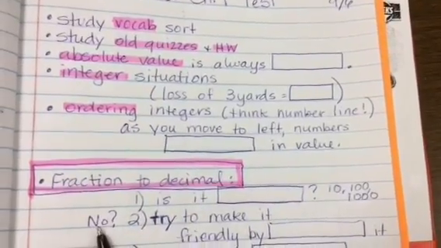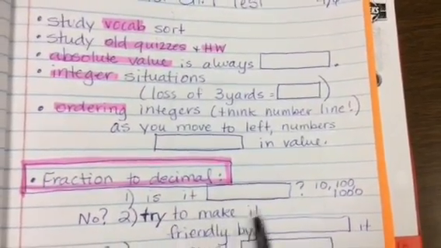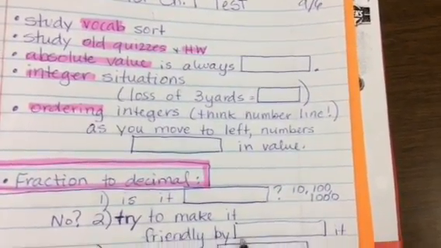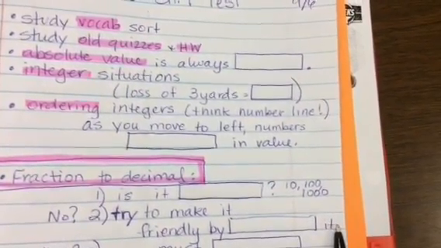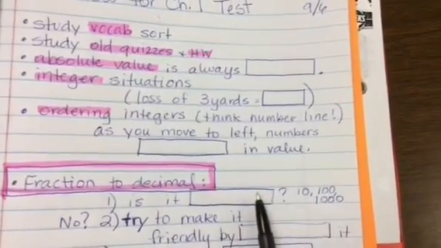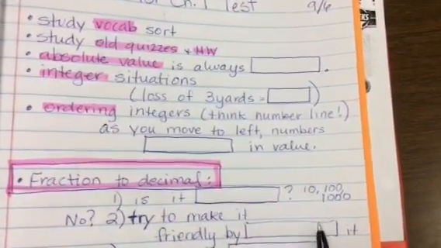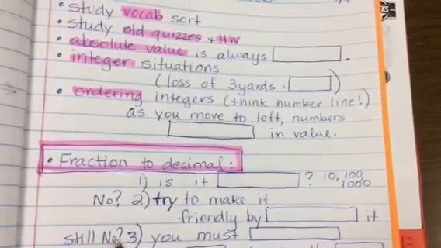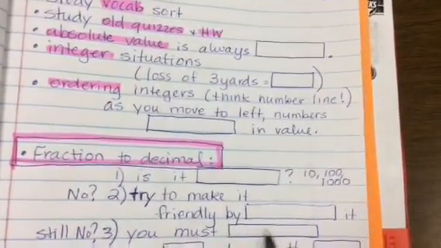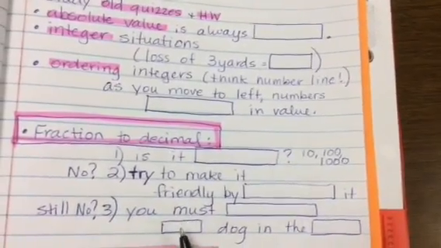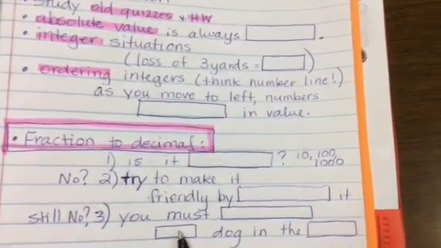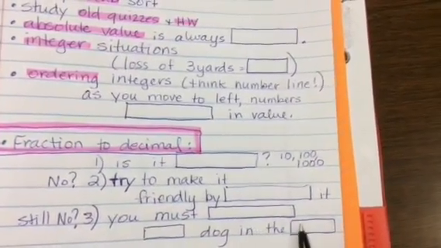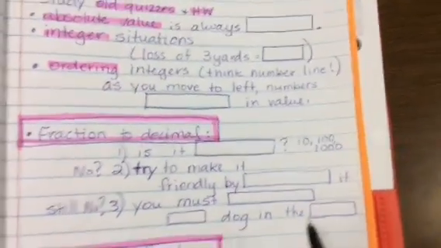If it is not friendly, you try to make it friendly by doing what? You have to simplify it. Say it's not friendly, we've tried to simplify it, and it's still not friendly? Then you must divide. And remember the little catchphrase. How do you know which number goes under the bracket? Blank dog in the blank. Fill in those blanks.